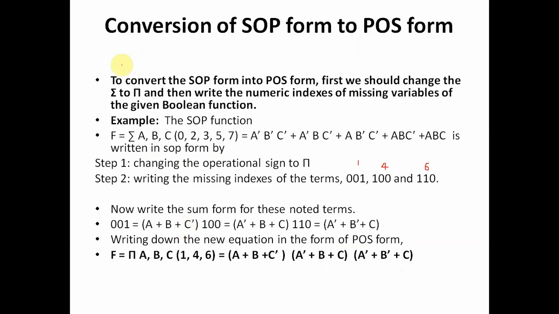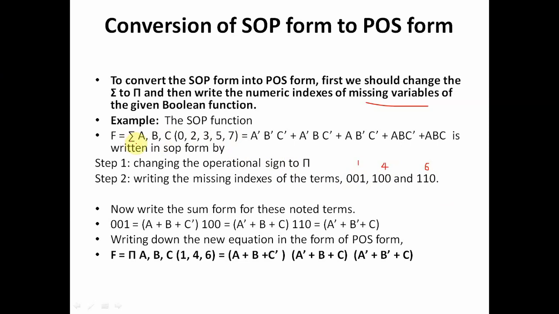Now the actual method of conversion of SOP form to POS form. To convert the SOP form into POS form, first we change the summation to pi, as we already studied, and then write the numeric indexes of the missing terms. Here the function is 0, 2, 3, 5, 7, but in these the missing terms are 1, 4 and 6.